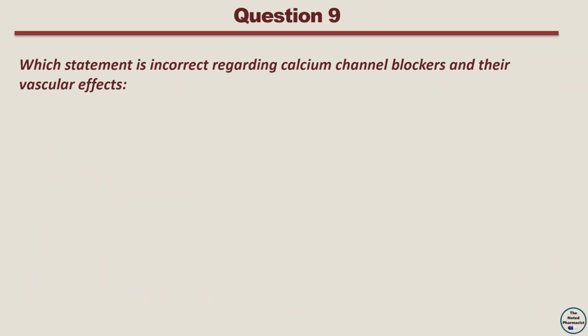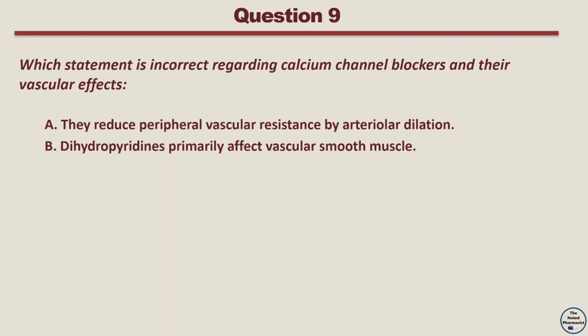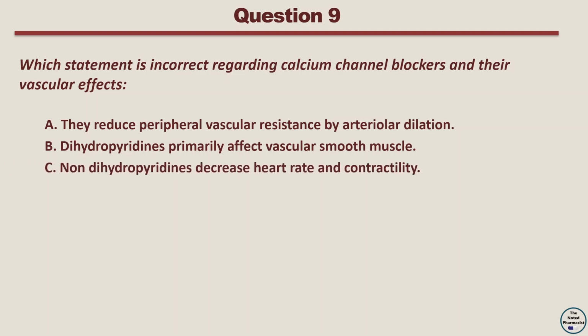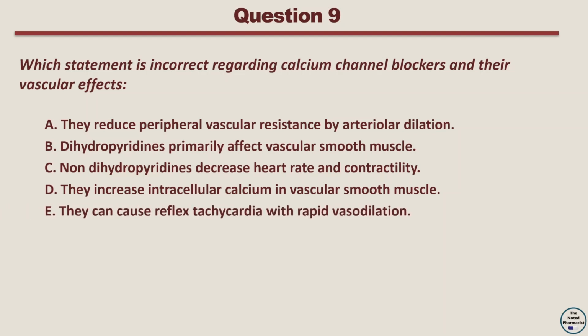Question 9. Which statement is incorrect regarding calcium channel blockers and their vascular effects? Option A. They reduce peripheral vascular resistance by arteriolar dilation. Option B. Dihydropyridines primarily affect vascular smooth muscle. Option C. Non-dihydropyridines decrease heart rate and contractility. Option D. They increase intracellular calcium in vascular smooth muscle. Option E. They can cause reflex tachycardia with rapid vasodilation.